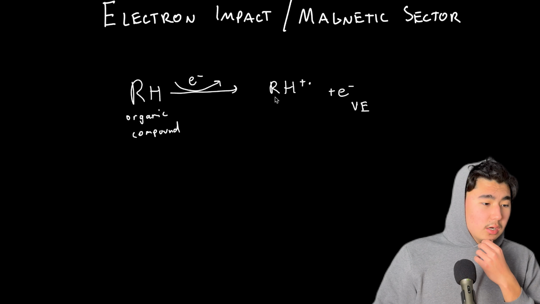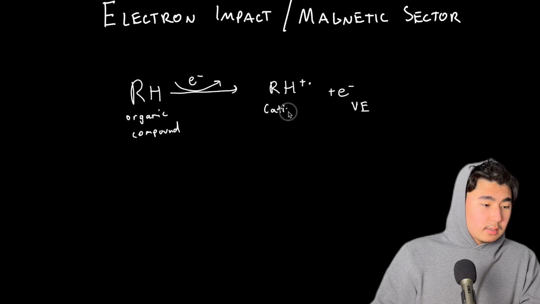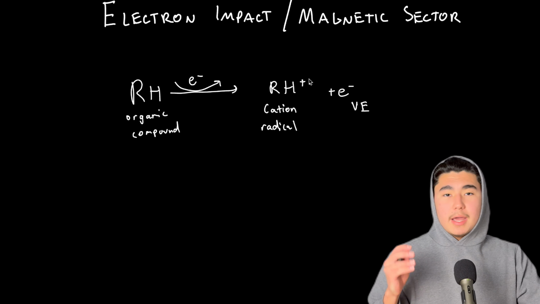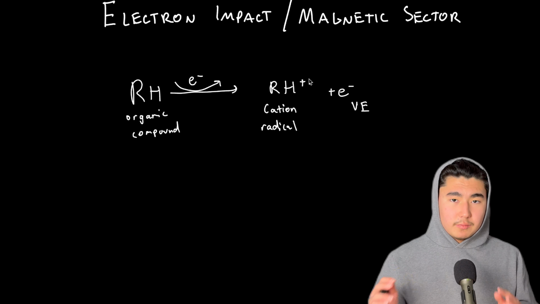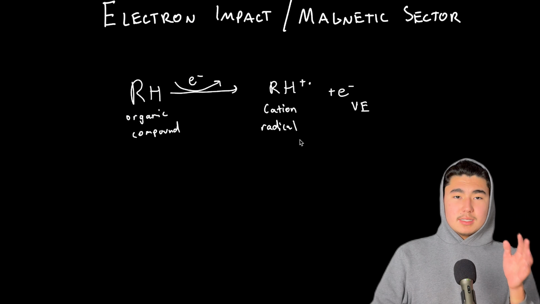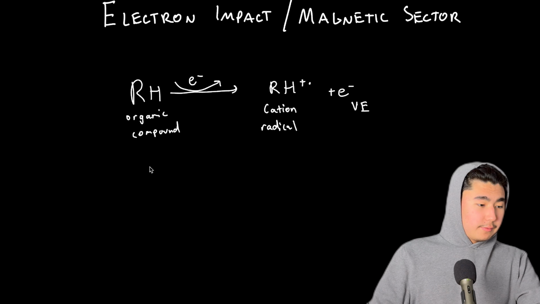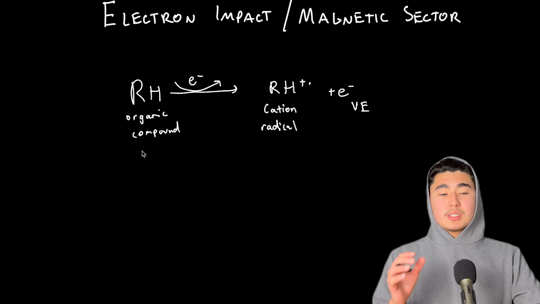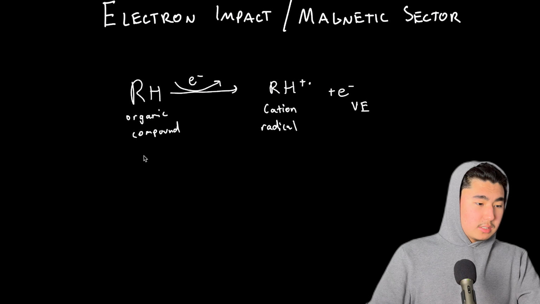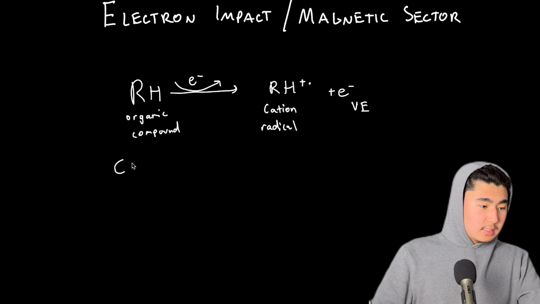What happens is we are going to create a cation radical. The cation part comes from the plus charge we see over here, and the radical comes from that odd number of electrons, which we show by that dot. And these cation radicals are going to fragment into neutral and positively charged fragments. So I'm just going to write this over here. I'll just represent our cation radical as Cr. So Cr will fragment.